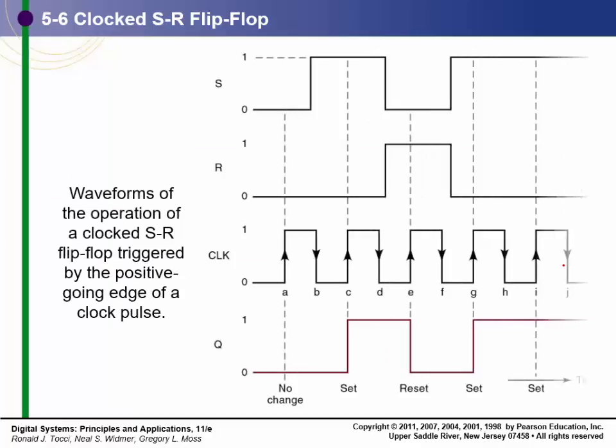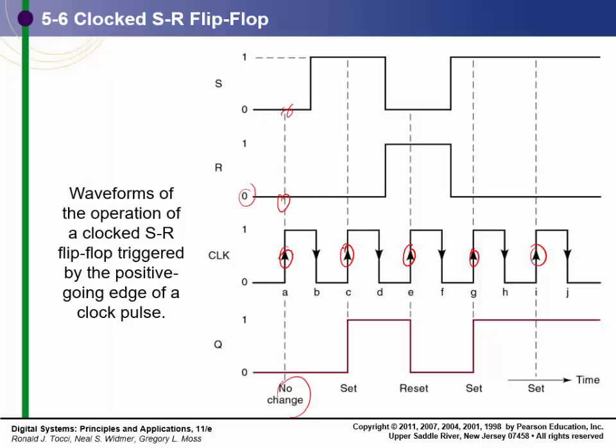Now, here's some truth table equations here. Note that we only look at the rising clock edges when we determine what the output's going to do. We're only looking at the rising clock edges. In this particular case, 0, 0, no change.